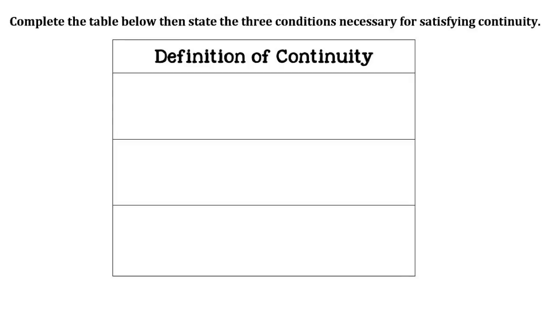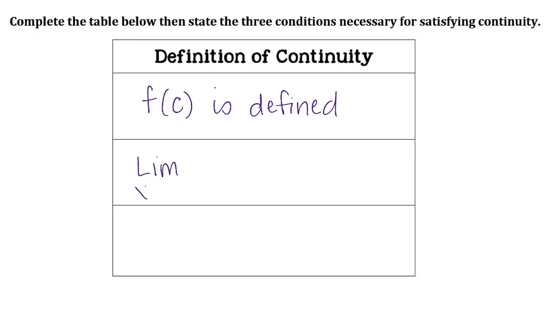So the first part of our definition, and these three steps need to be memorized. The first one: is f at c, at that particular value, defined? In other words, do we have a for sure value for that? That's our first step. The next step, we need to see if the limit as x approaches c of the function exists. So again, we're looking for a defined value. We're looking to see if the limit exists.